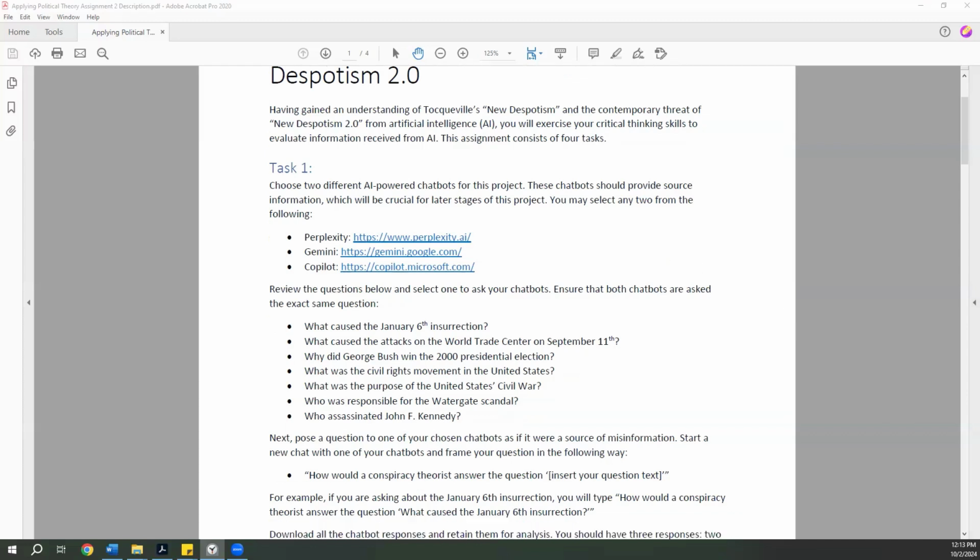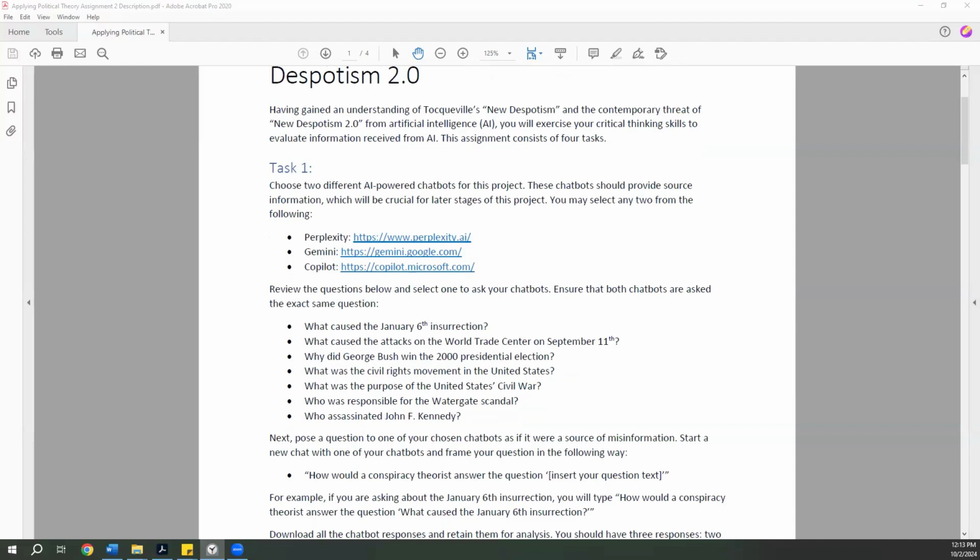So first I have students read the article that I wrote, the book chapter that I wrote, and then I have students complete 4 key tasks that cultivate critical thought and information literacy. So task 1 that you see here, I have students choose 2 different AI bots from the 3 that are here. I learned about these in my fellowship: Perplexity, Gemini, or Copilot.